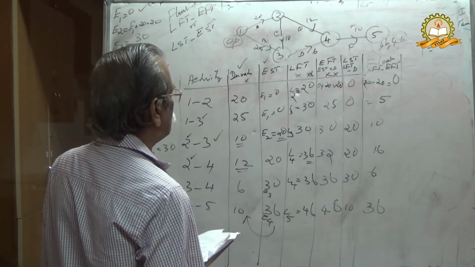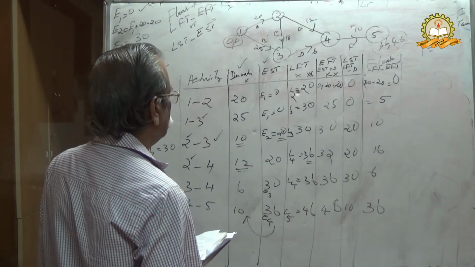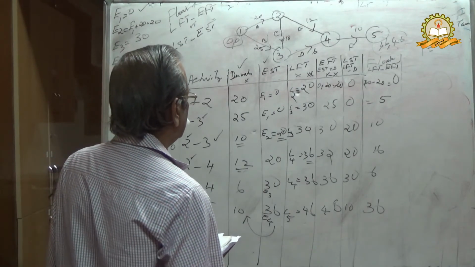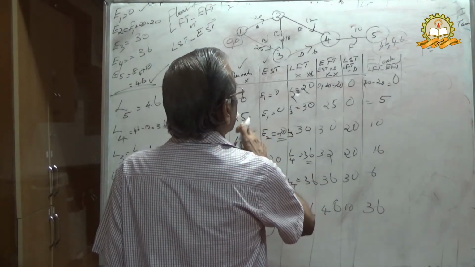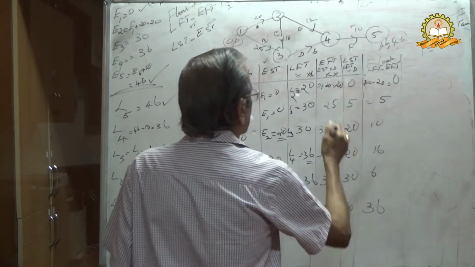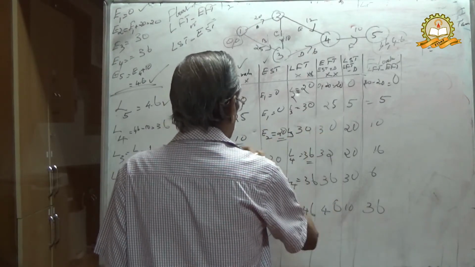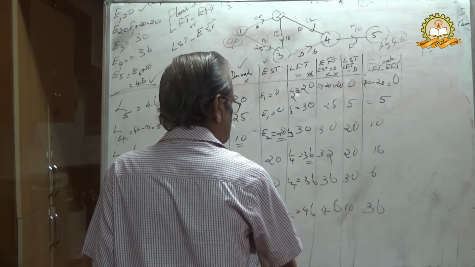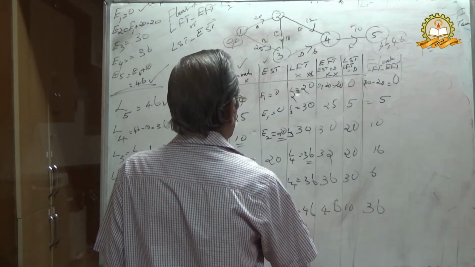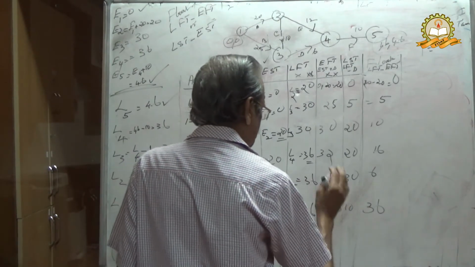LST is LFT minus duration. LFT minus duration. LFT is here, minus duration: 20, 20, 30. LFT is 46 minus 36, that is 10.